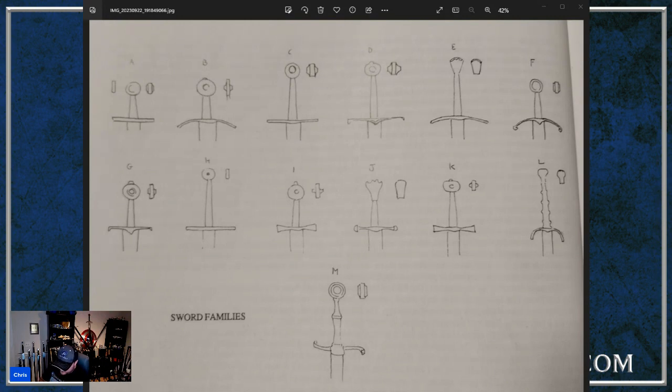Long gripped war sword, the second half of the 15th century. So the pommel is a small pear shape. The grip is extremely long, 12 to 14 inches. Yeah, that is extremely long. It has 4 or 5 transverse ridges at intervals from top to bottom. So he's saying there are grooves or wraps along the grip.